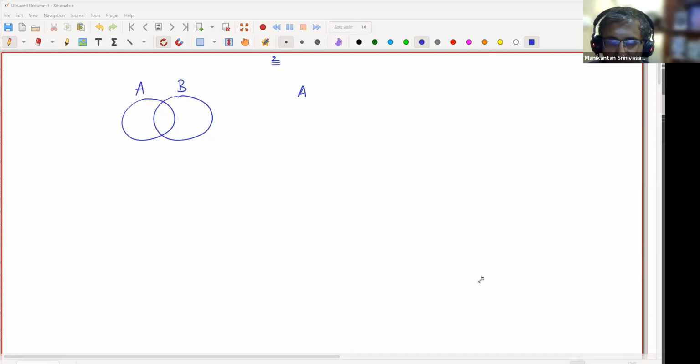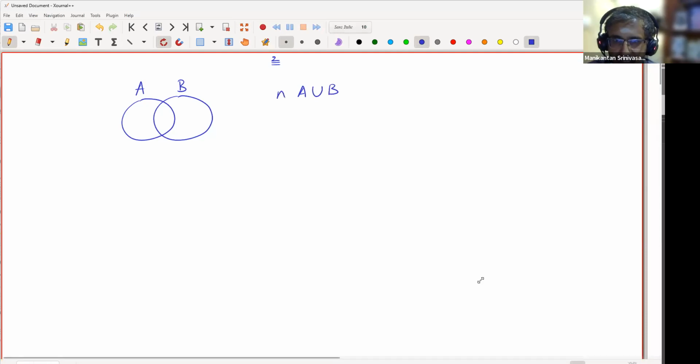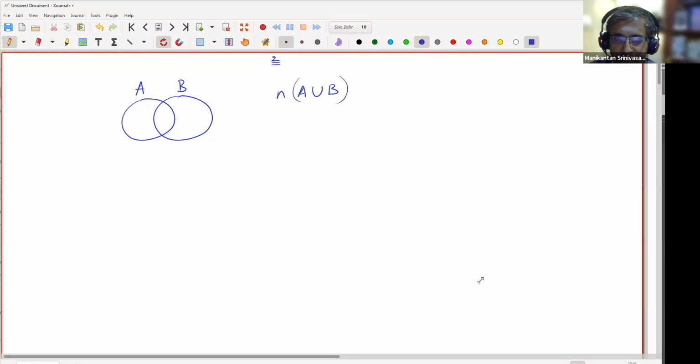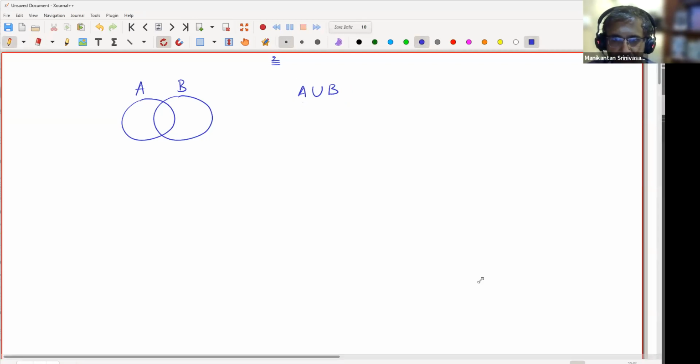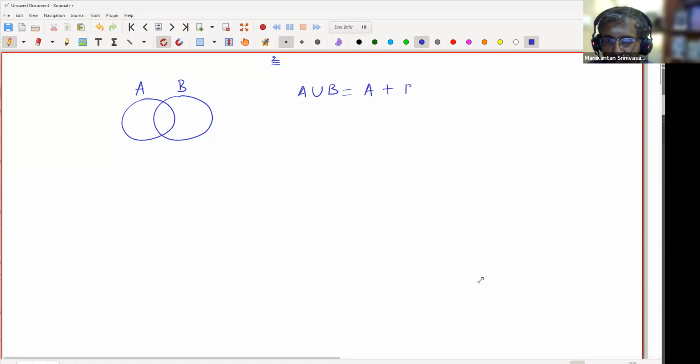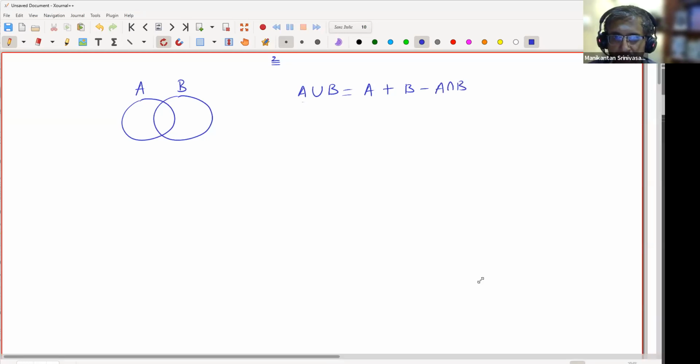All right, so if you have A and B, the number of elements in A union B, technically you should write N of A union B, but just for simplicity I'll just say A union B, to avoid a lot of writing. So this is the number of elements in A plus the number of elements in B minus the number of elements in the intersection. That we understand, right?